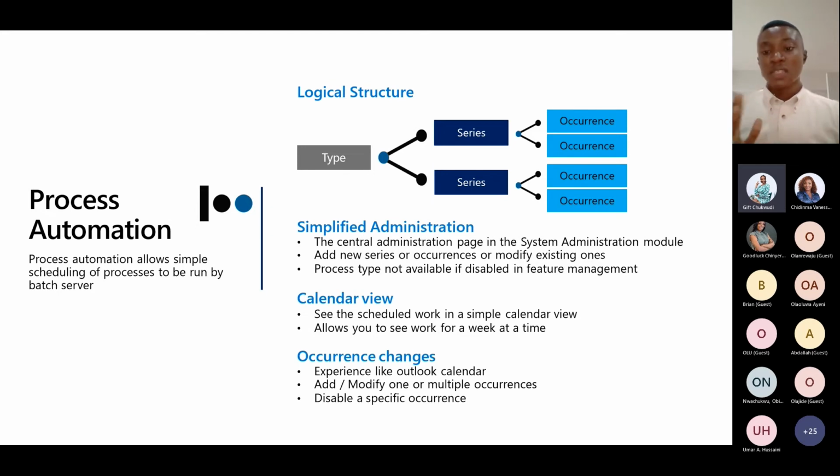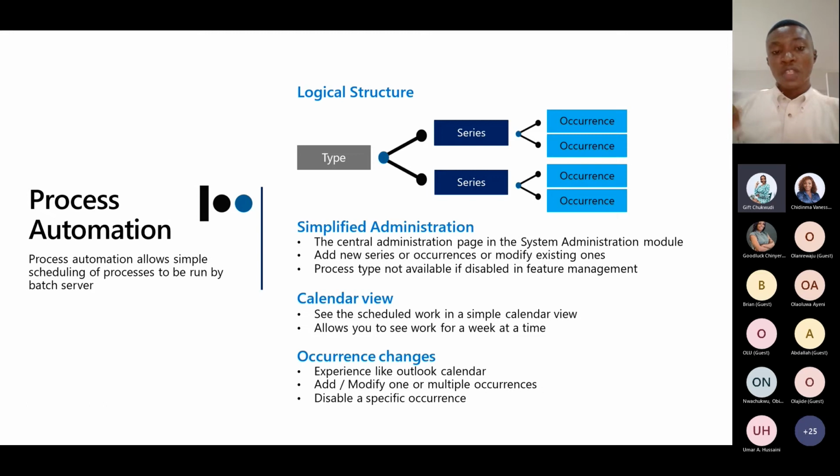First, we say it's simplified administration. It allows you to just go and enable the feature and then go ahead to add the features that you need. So the logical structure is this. Each process automation in Dynamics 365 is regarded as a type. Now, within each type, you can create series, and this series can address any of your financial needs. And within each series, you can set up occurrences as well.